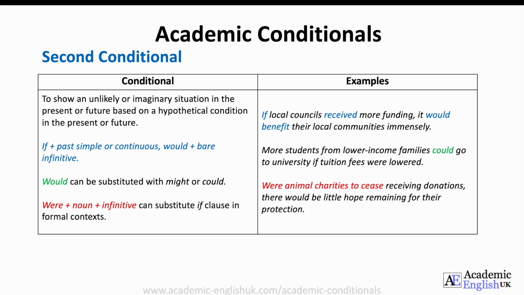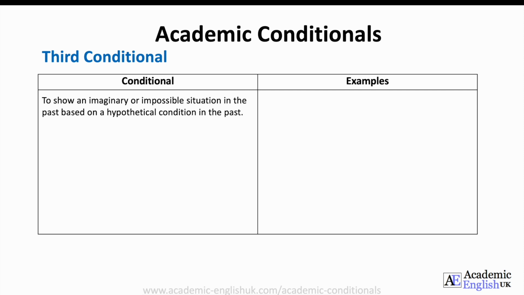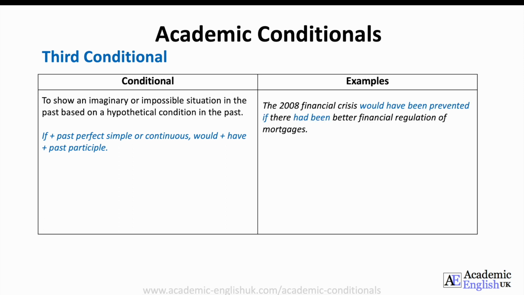Okay, next is the third conditional. The third conditional is used to show an imaginary or impossible situation in the past based on a hypothetical condition in the past. It is created with if plus past perfect simple or continuous plus would plus have plus past participle. Here is an example.